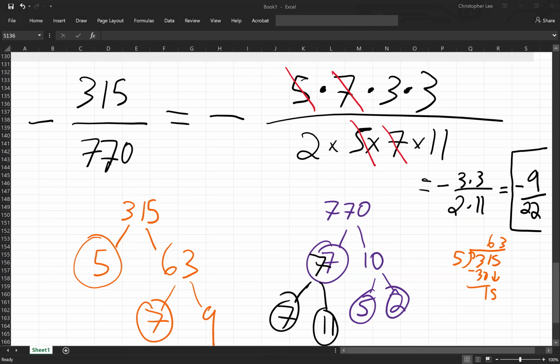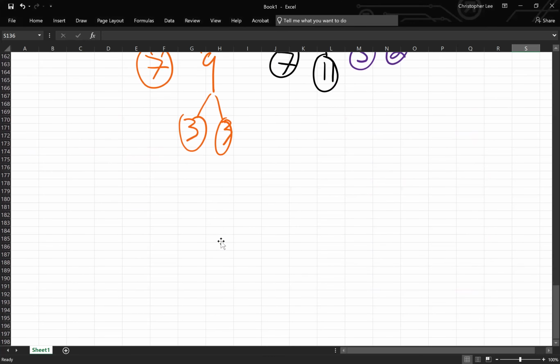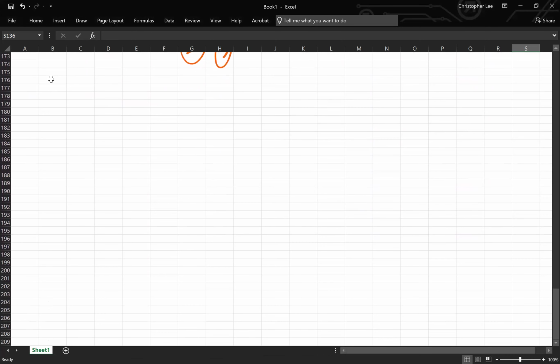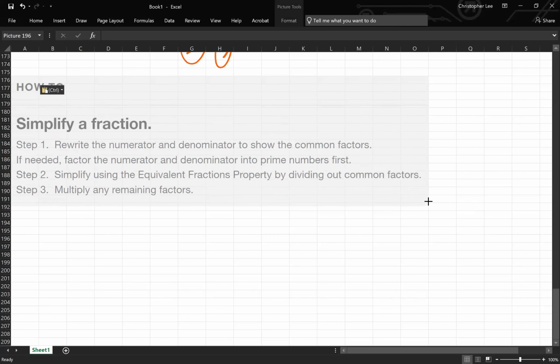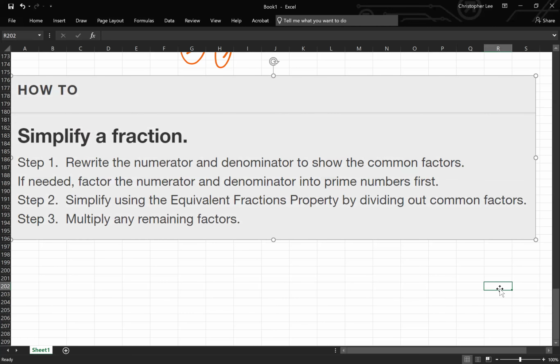All right. I want to give you guys a little bit of notes. This is like a procedure I'm about to show you. So how to simplify a fraction. Step one, rewrite the numerator and denominator to show the common factors. If needed, factor the numerator and denominator to prime numbers first. And step two, simplify using the equivalent fractions property by dividing out the common factors. And step three is multiply any of the remaining factors together. Okay.